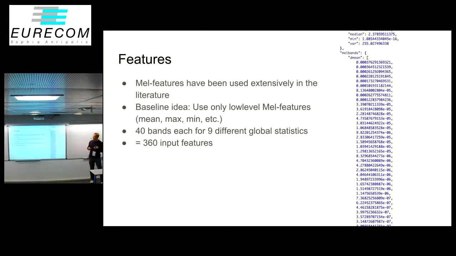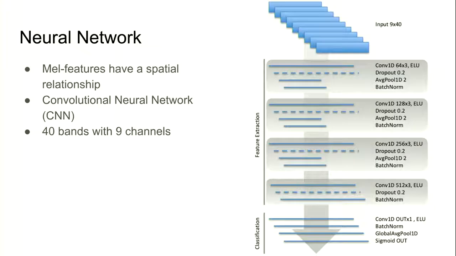So for the baseline, the idea was to just use the low-level Mel-Features, and what you have is 40 features. This is the first derivative of the mean as an example, but there's also max, min, whatever. 9 different variants of that. So we have 40 bands with 9 different global statistics, and that makes 360 input features.